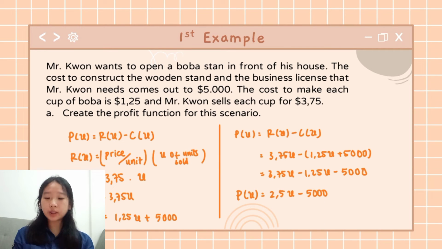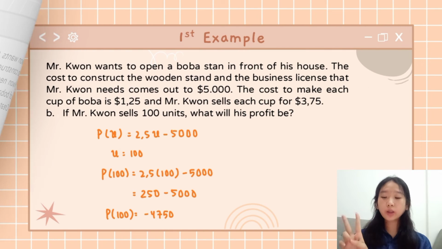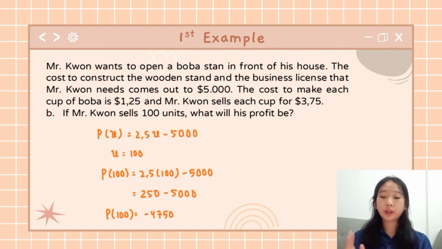So we can substitute into the equation from above, P of X equals R of X minus C of X. We can change it into 3.75X minus the C of X, which is 1.25X plus 5,000. So it remains P of X equals 2.5X minus 5,000.